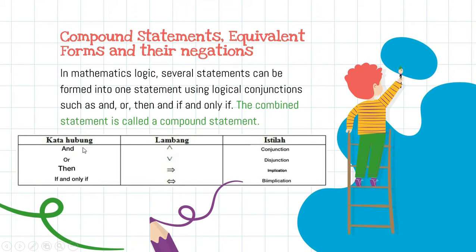Okay, the connective and, the symbol is like this. The term is conjunction. Next, or. The symbol is like this, and the term is disjunction. Next, then. The symbol is like this. The term is implication. And the last, if and only if. The symbol is like this, and the term is biimplication.